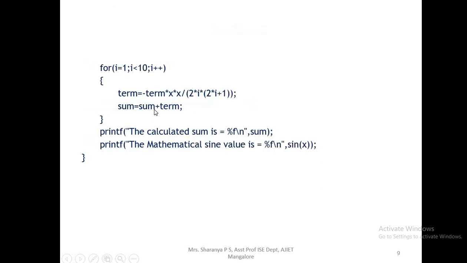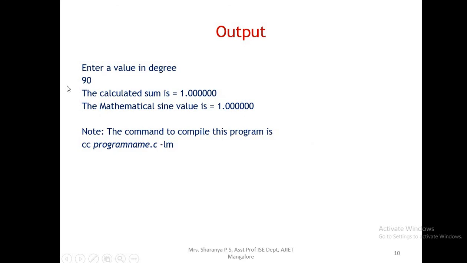If you look into the output here, it asks to enter the value in degrees. 90 is entered as an input, and it will calculate the sum, and the mathematical sine value will also be displayed. The degree value 90 will be converted, and the calculated sum will be 0.999, and it will be truncated here. Either you can write like this, or you can use the actual value without any truncation as well, since it was defined as a float.